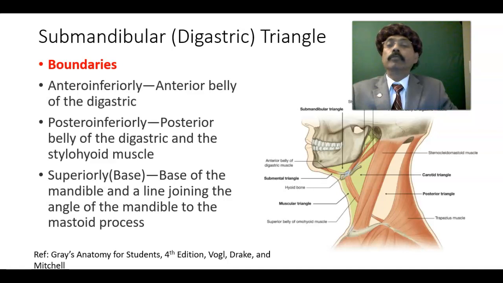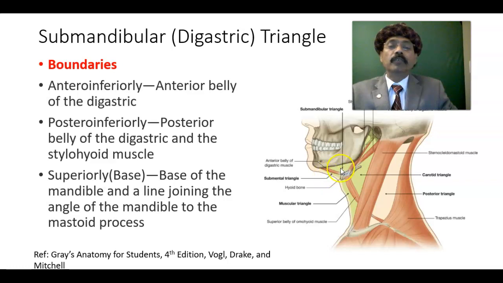First of all, we'll go to the boundaries. If we look at the image, this is the submandibular triangle. This area is the submandibular triangle. This is a part of the anterior triangle that is present in front of the sternocleidomastoid muscle, with multiple subdivisions. This is the submandibular triangle.